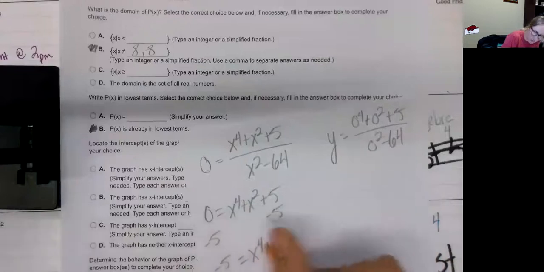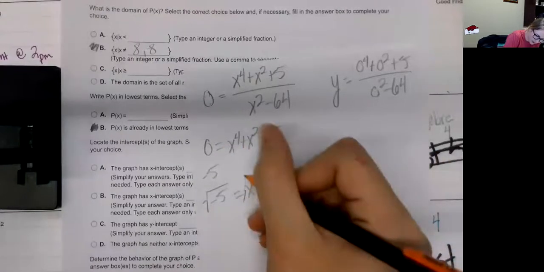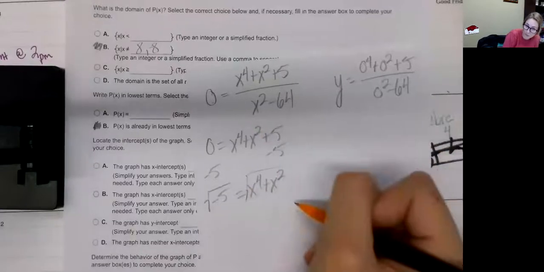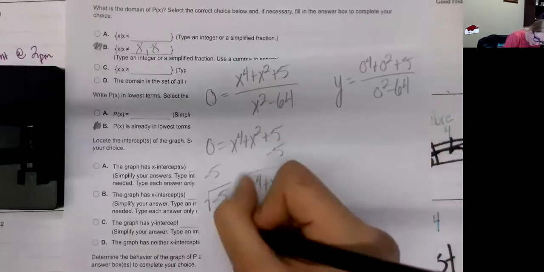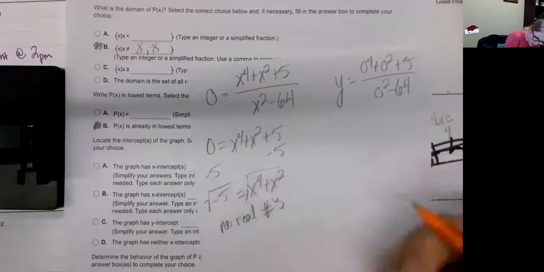And then I could try and take the square root of both sides, and when I do that, I'd be taking the square root of a negative, so it wouldn't be a real number. So no real numbers.